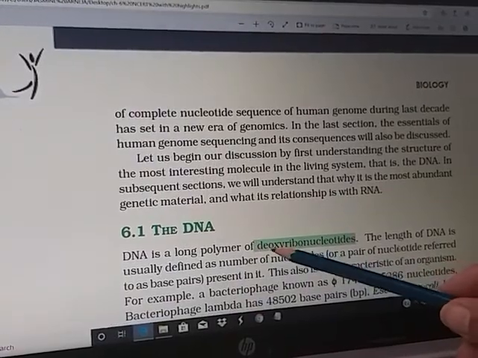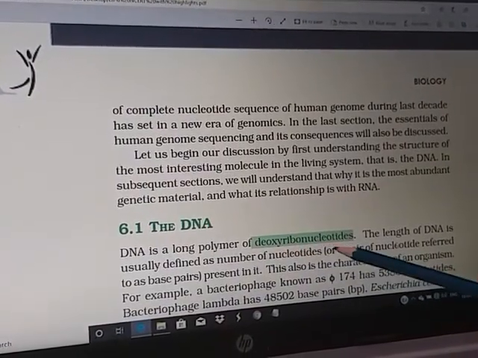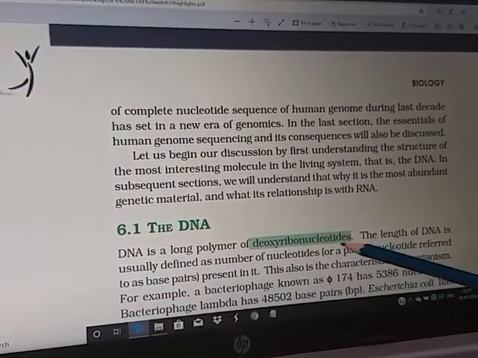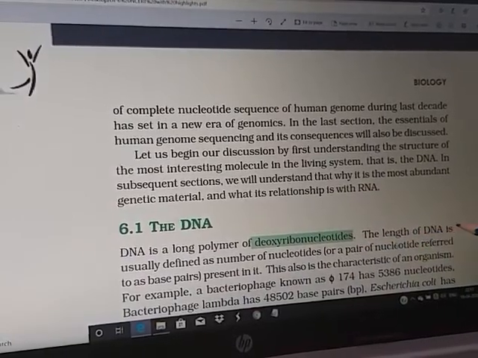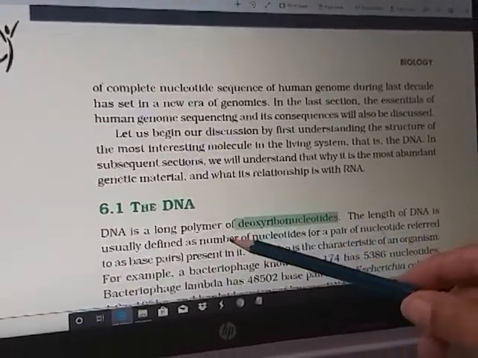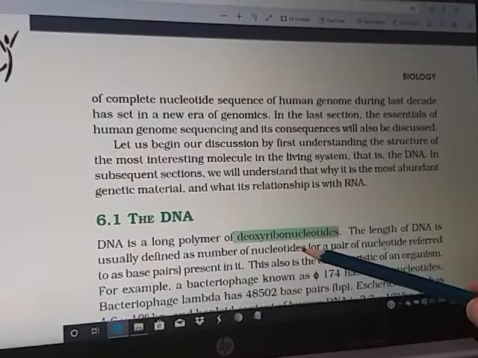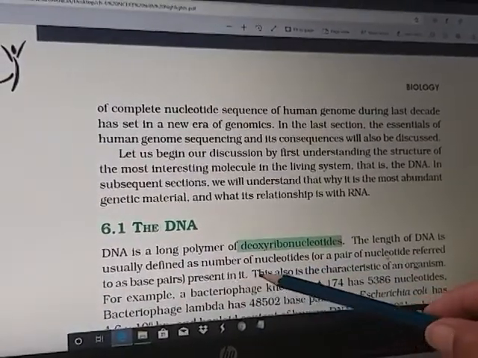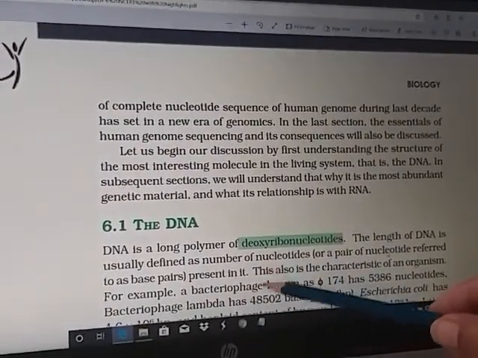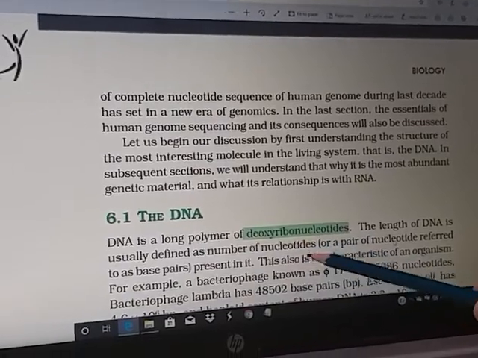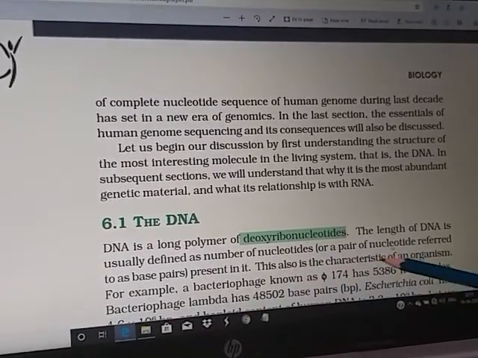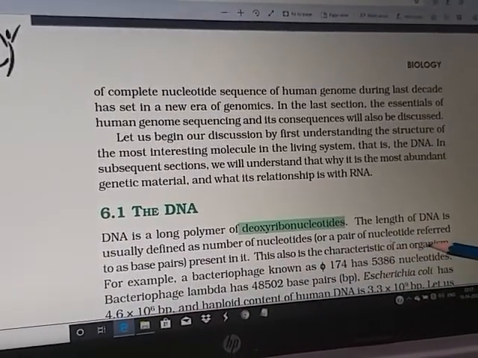DNA is a long polymer of deoxyribonucleotides. Now, the length of the DNA is usually defined as the number of nucleotides present in it. It means how many nucleotides are present. This also is characteristic of an organism.